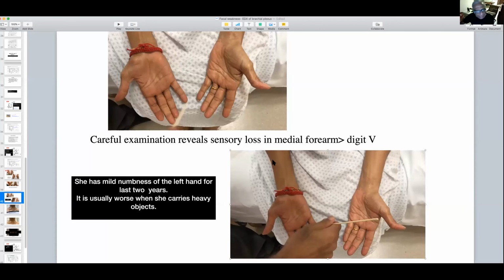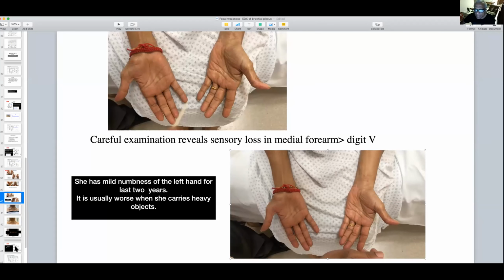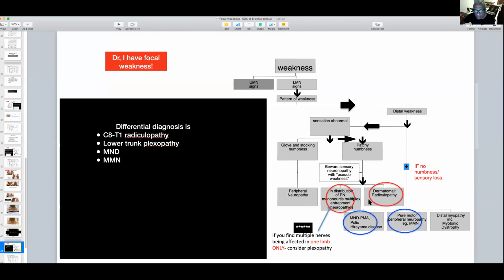So there is some sensory loss. That is a bit worrying, isn't it? If there is sensory loss, then you have to come to this part of the algorithm, right? Because it's more than one nerve distribution, you have to start thinking, are we dealing again with a plexopathy? Or could it be a nerve root? Again, if it's nerve root, it has to be C8-T1.